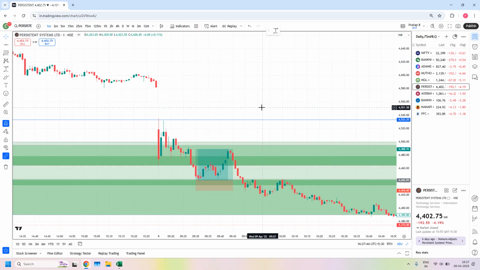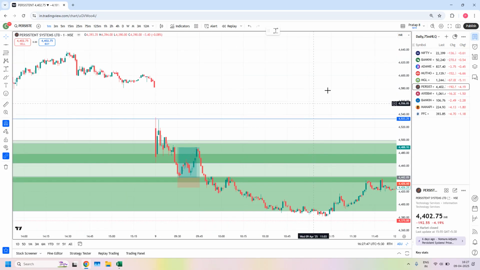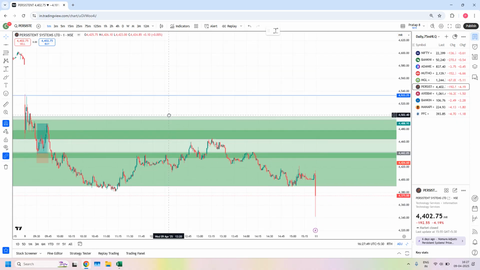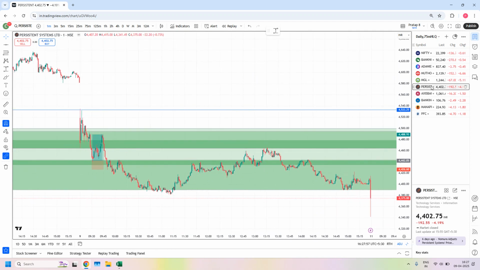So this is about Persistent. This is the only successful trade we got. Actually, only two trades were executed today. One is Persistent and another one is MGL. In Persistent, we got a successful trade.